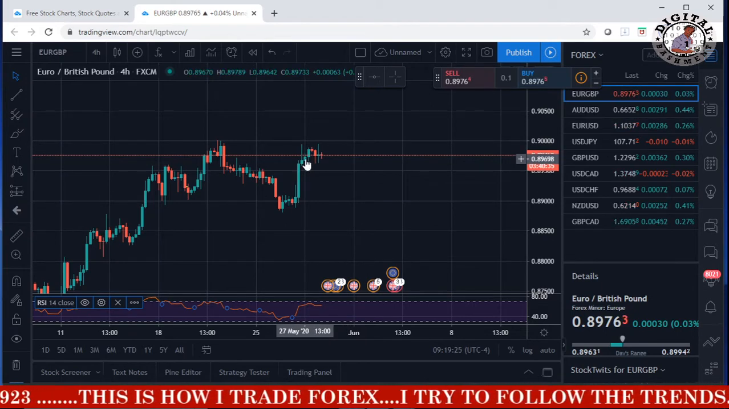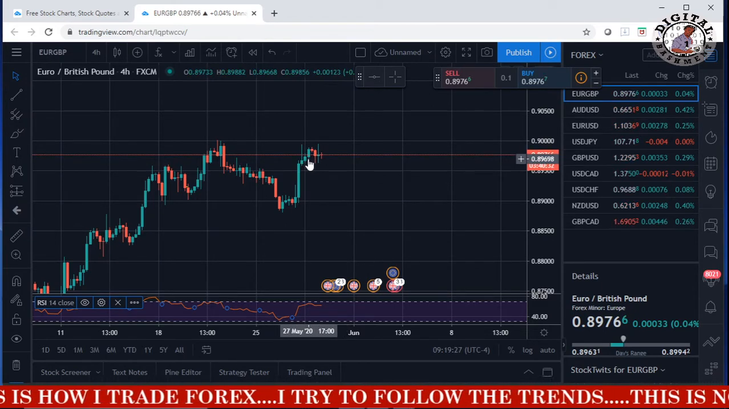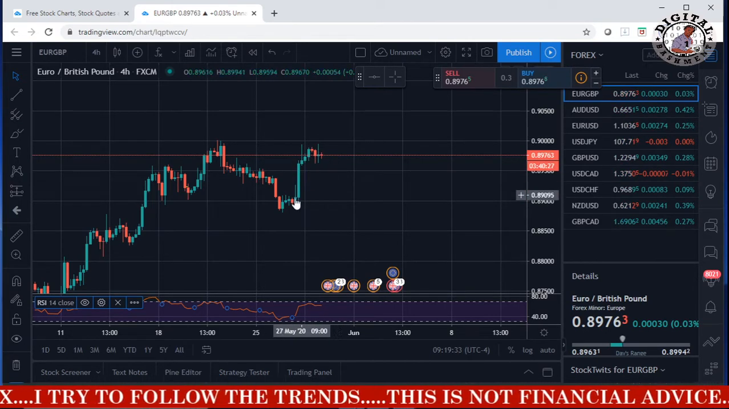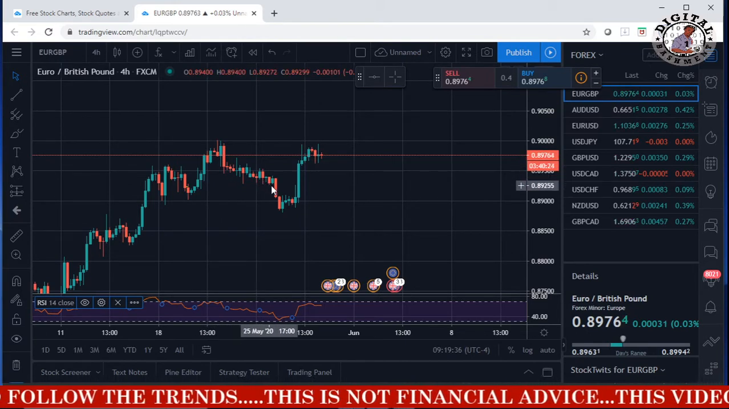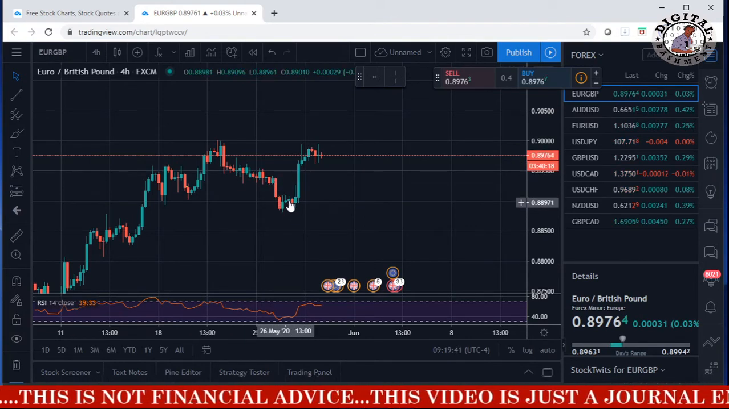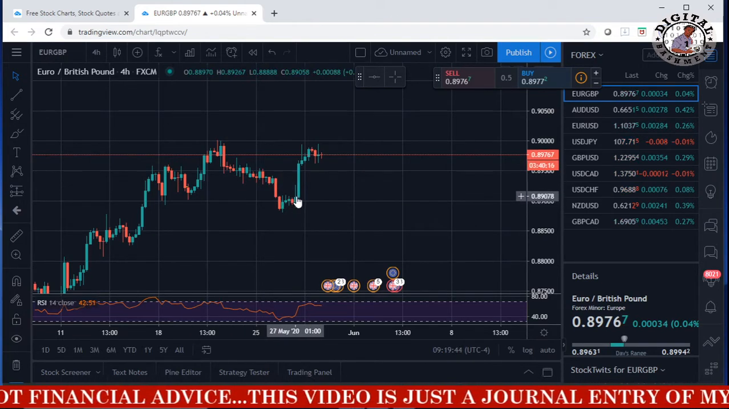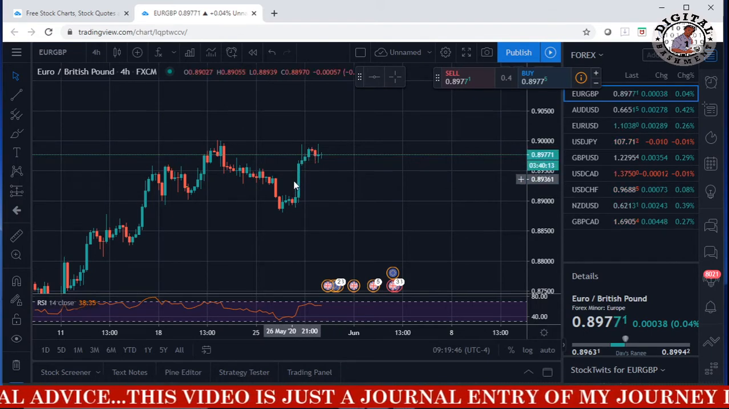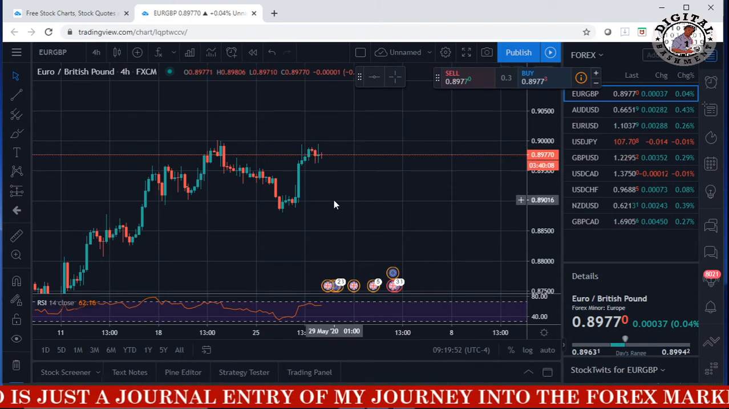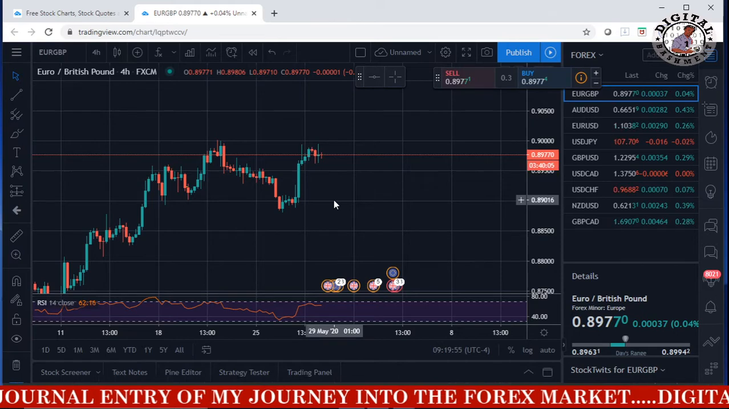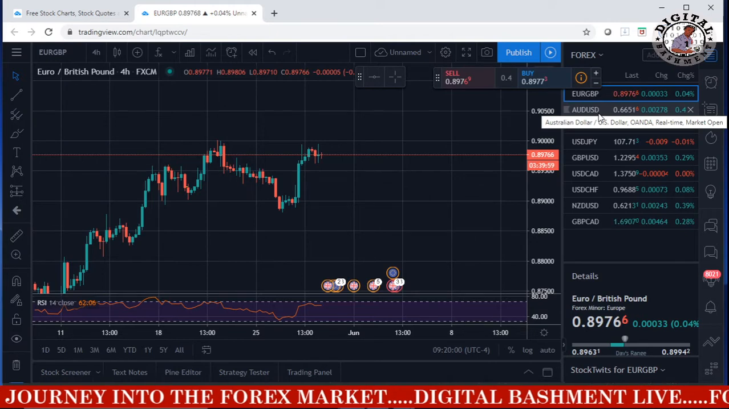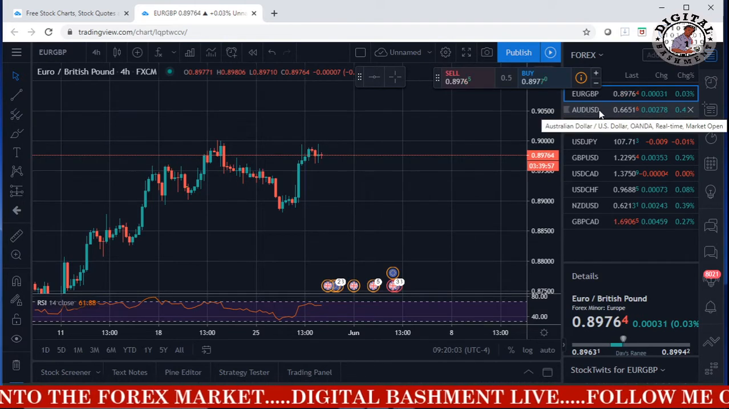nothing much happening trend wise under the 4 hours. So this was a nice little trend. I missed that, and then it consolidated here, then it shot back up, but then it's just consolidating around here. So I would probably stay out of that for now. Let's go to the next pair, the Aussie and US dollar.